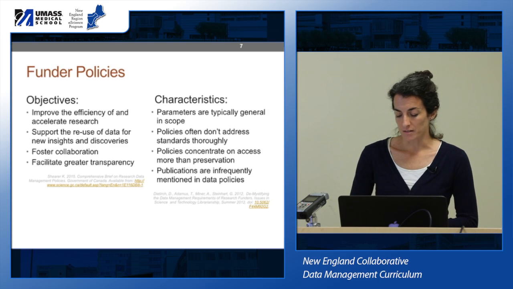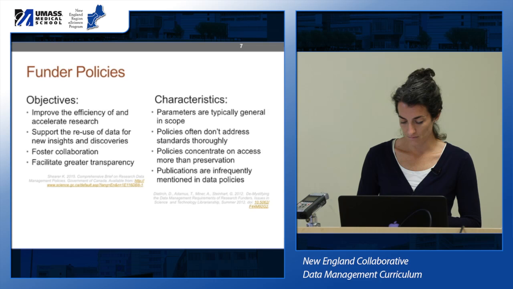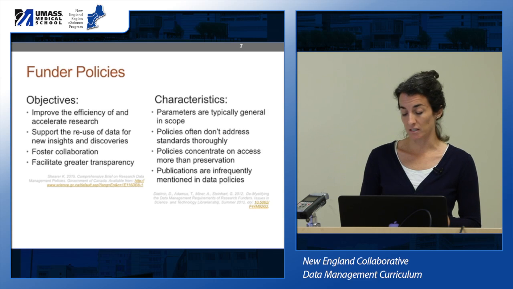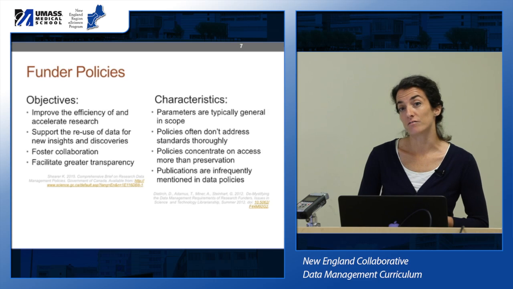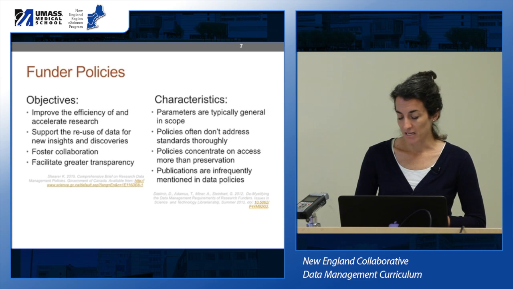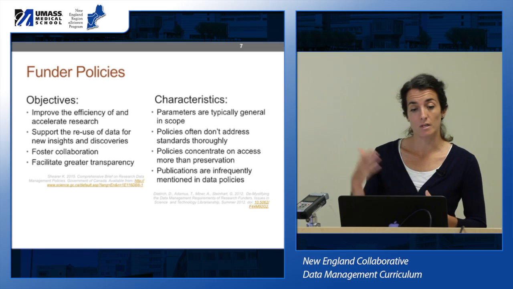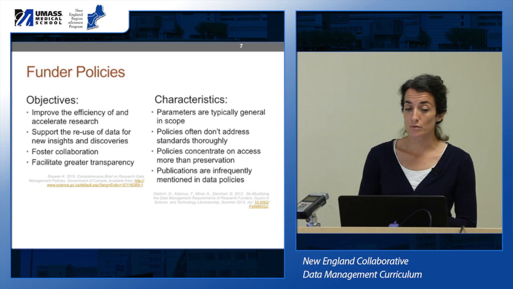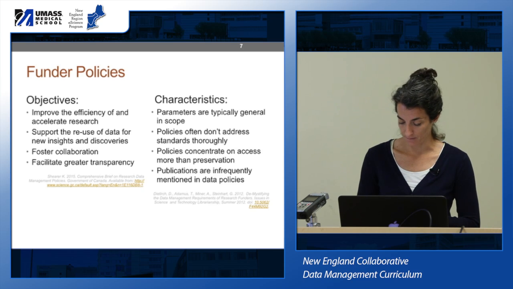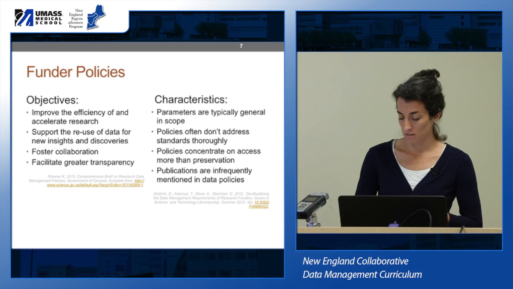So the first type of policy that directly impacts researchers are the funder policies. In 2015, Kathleen Shearer conducted an environmental scan of Canadian, European, Australian, and American funder data policies, and she identified some common objectives for these policies, which are to improve the efficiency of and accelerate research, support the reuse of data for new insights, foster collaboration, and facilitate transparency. Again, these reflect the sentiments of the shared principles and national statements on research data.